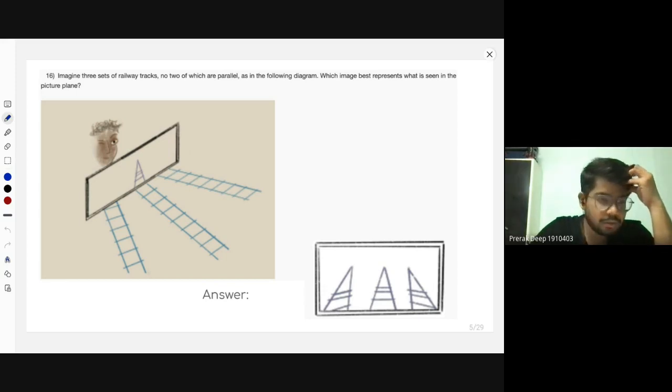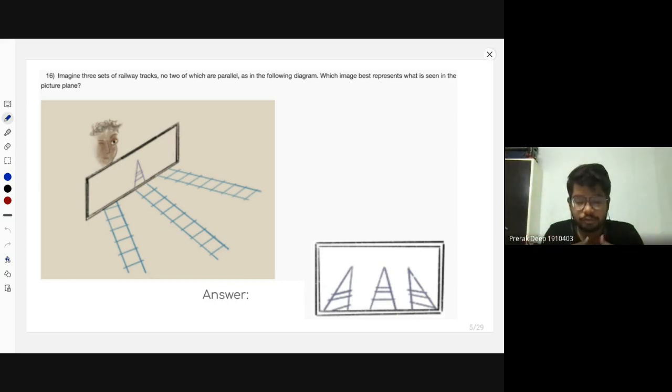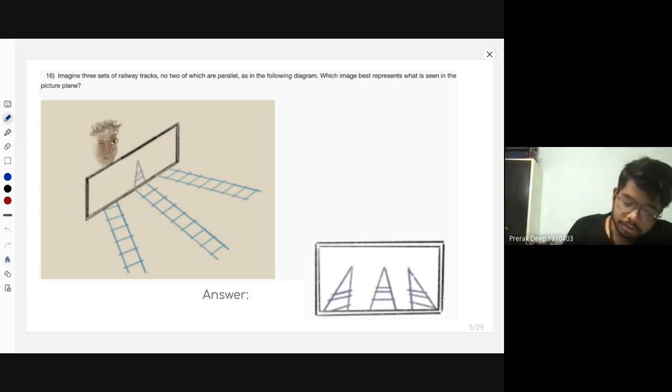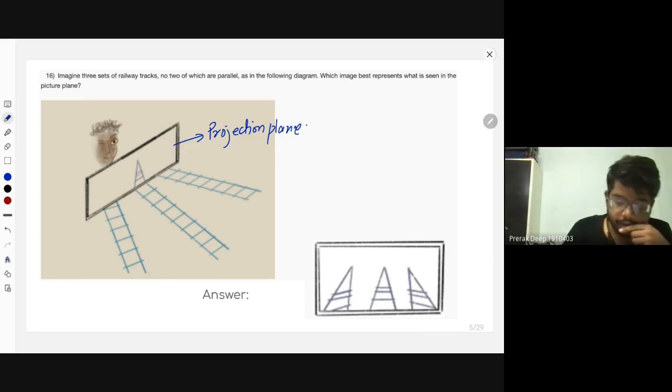So the first question that you can see on your slide is: imagine three sets of railway tracks, no two of which are parallel, as in the following diagram. So we have three railway tracks in the ground plane, and this is our projection plane. And you are looking from here. So this is you. Now the question is, how will these remaining two railway tracks appear in the projection plane?